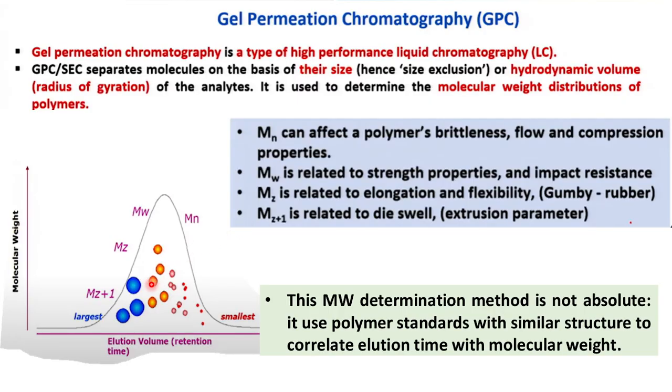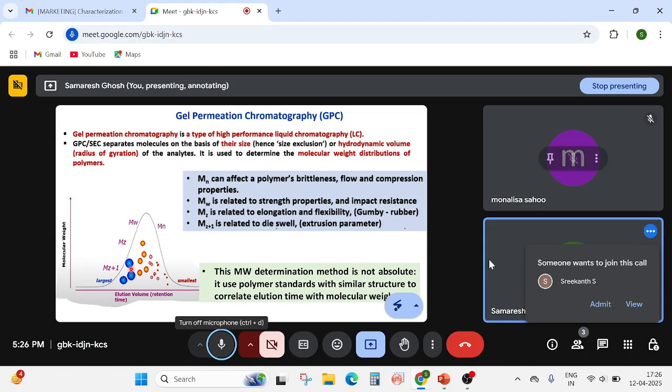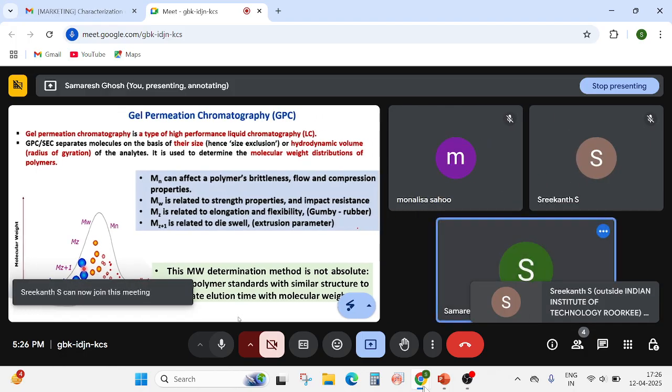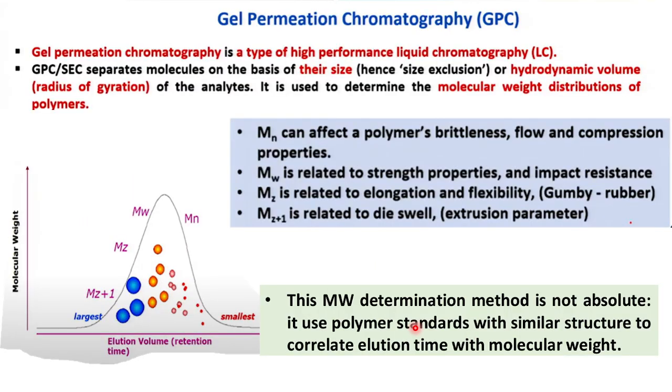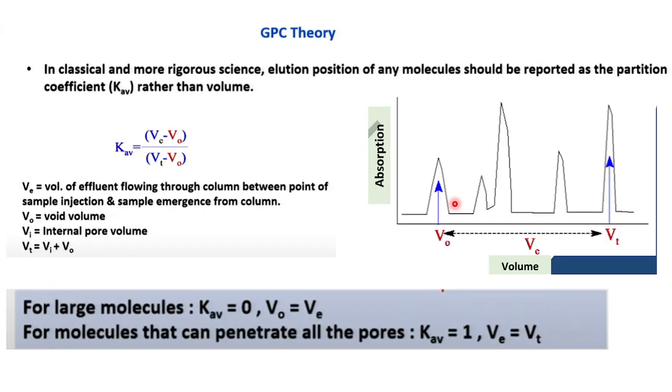So here you inject it and here you get the sample. In between that, the volume of effluent flowing through the column between the point of sample injection and when the sample comes out just after passing through the column length, that volume of the effluent is called V.